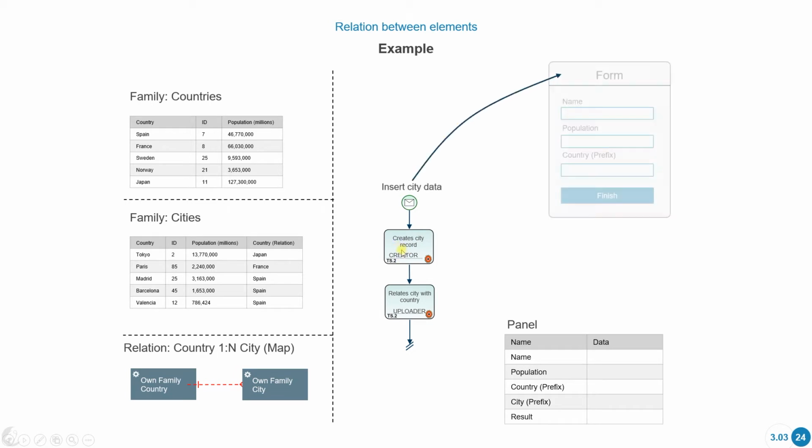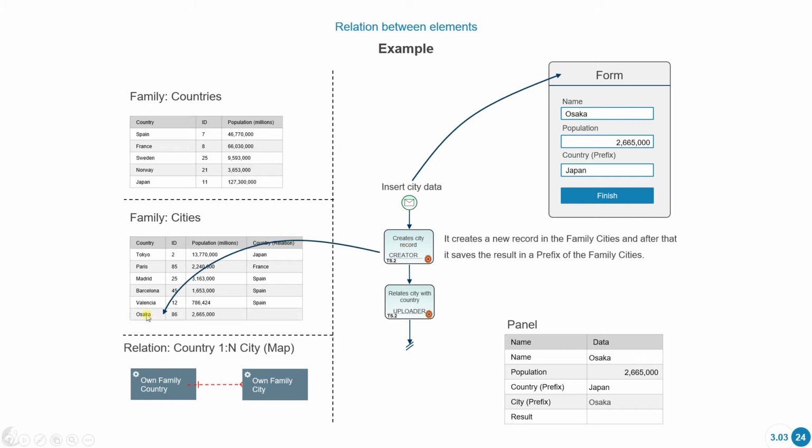Once the flow reaches this object, it's going to create a new record here, but we want to relate this new record to an existing country. So we have a family of countries and we have a family of cities. And in the family of cities, we just created a new record with all the data that we have here in the panel of our process.